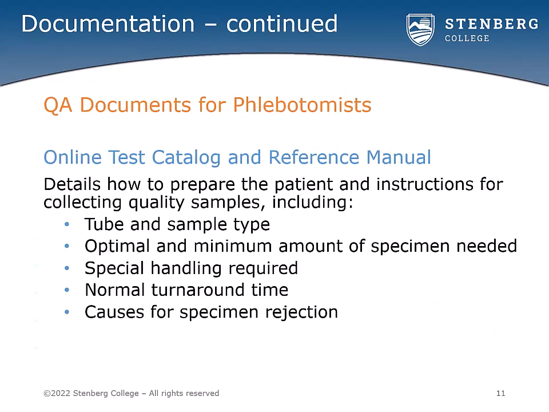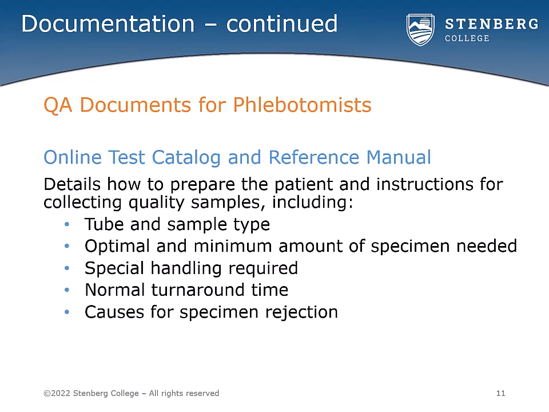There are some QA documents in the lab which are essential for phlebotomists, including the online test catalog and reference manual, the lab procedure manual, the safety manual, the infection prevention and control manual, and various QA forms. We'll cover each important QA document in the next few slides. The first one we'll discuss is the online test catalog and reference manual, which details how to prepare the patient for collection and other special collection instructions.